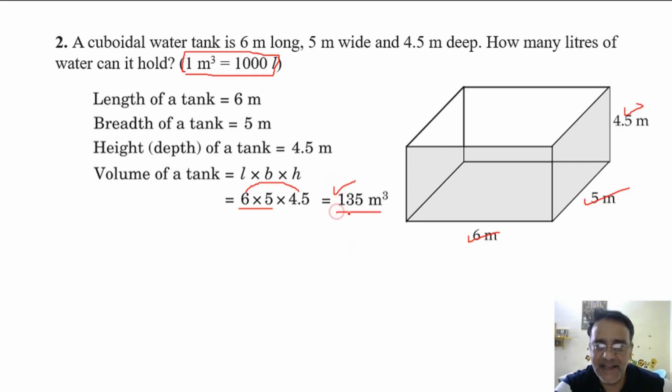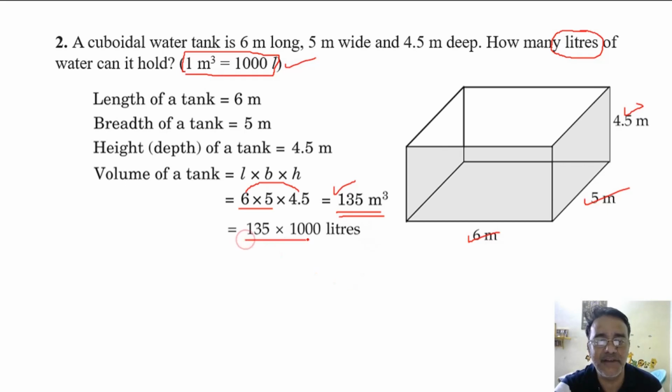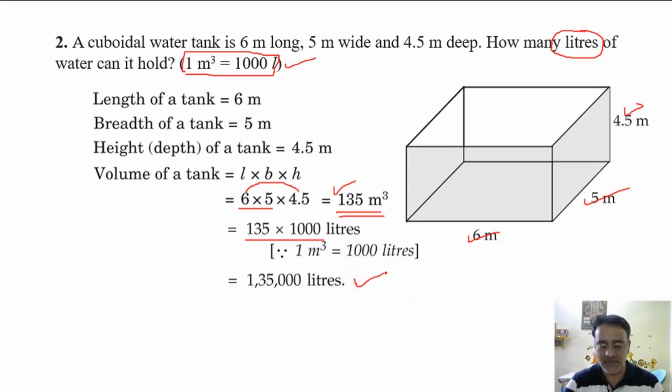This is in meter cube, but you have to write the answer in liters. Here the relation is given, but in the examination this relation will not be given, so you have to remember it. 1 meter cube is equal to 1000 liter, so 135 meter cube will be equal to 135 into 1000 liters. So the final answer is 1,35,000 liters. Any doubt in this question? No, sir. Okay.